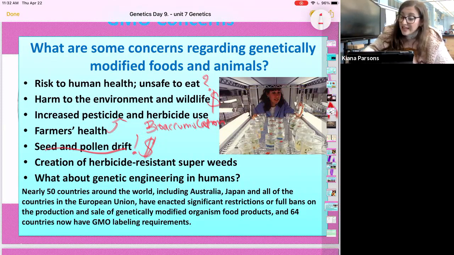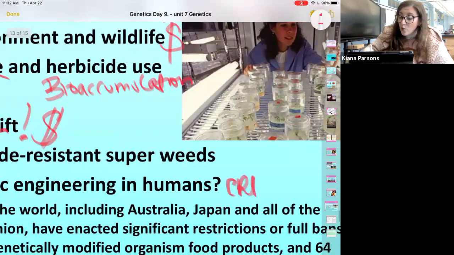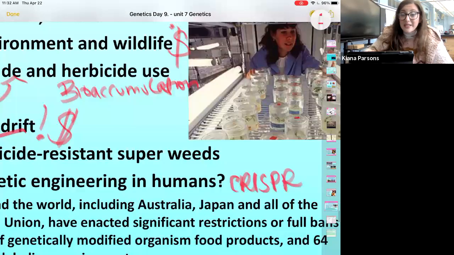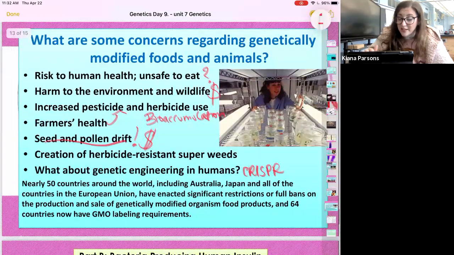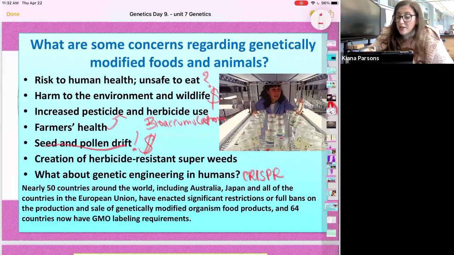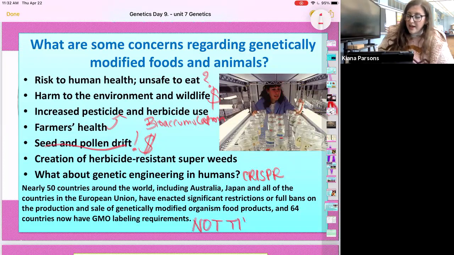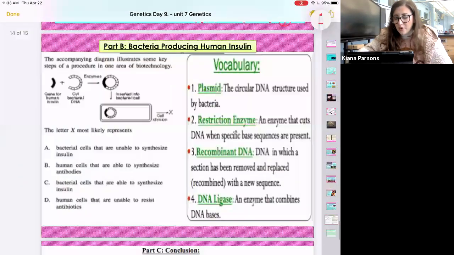And what about genetic engineering in humans? This is the big question, what we watched that Vox Explained Designer DNA about. Nearly 50 countries around the world, including Australia, Japan, and all of the countries in the European Union, have enacted significant restrictions or full bans on the production and sale of genetically modified organism food products. And 64 countries now have GMO labeling requirements, but not the US, because it's making some rich people a lot of money. Scary. Okay, so we're almost done here.